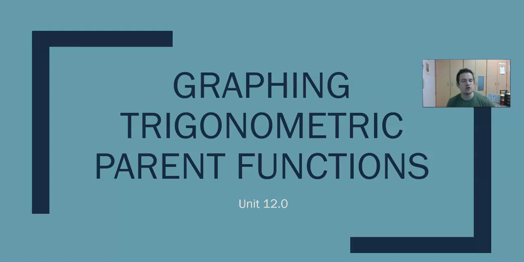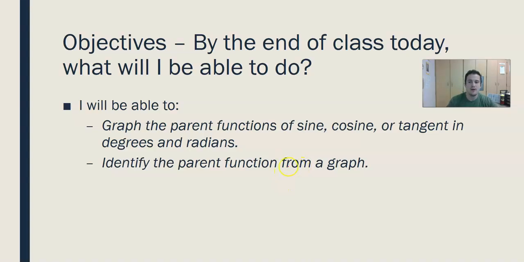As per usual, we're going to start with talking about parent trigonometric functions. By the end of this video, this is what I hope you're able to do. I want you to be able to graph the parent functions of sine, cosine, or tangent in degrees and in radians. And we'll talk about what that means here in a bit. And I want you to be able to identify the parent function from a graph.